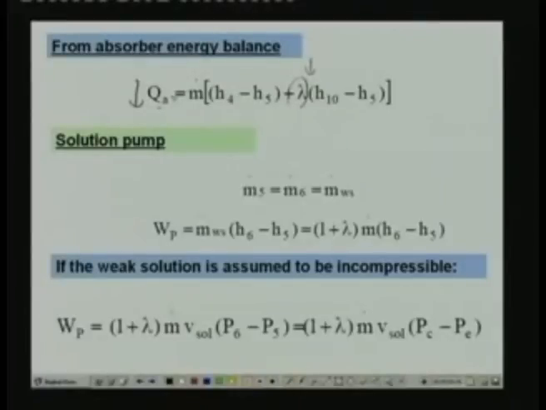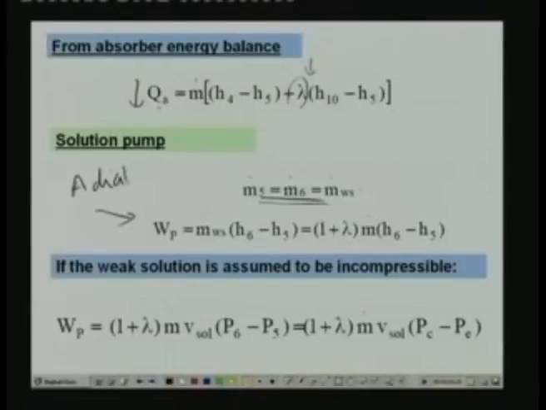Okay, now we can also apply mass and energy balance across the solution pump. It's very easy. Only a weak solution enters the solution pump and it leaves the solution pump. So m dot 5 is a weak solution entering into the solution pump, and m dot 6 is a weak solution leaving the solution pump. Okay, so this is the mass balance. And what is the energy balance? We assume that this is adiabatic.